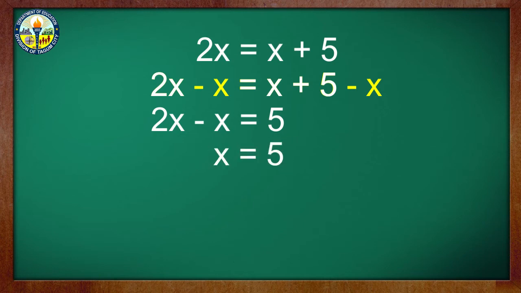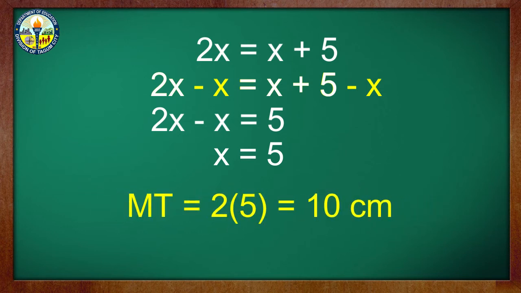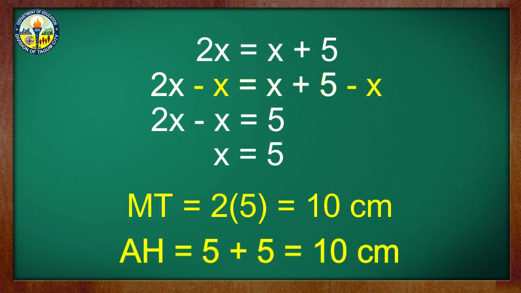By substituting the value of x equals 5, we have line segment MT equals 2 times 5 equals 10, and line segment EH equals 5 plus 5 equals 10. Therefore, line segment MT and line segment EH has a measure of 10 centimeters. Let us try another problem.